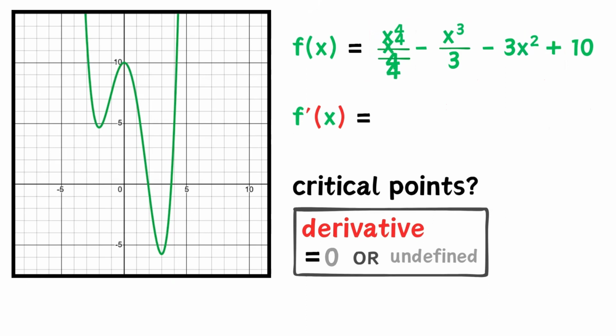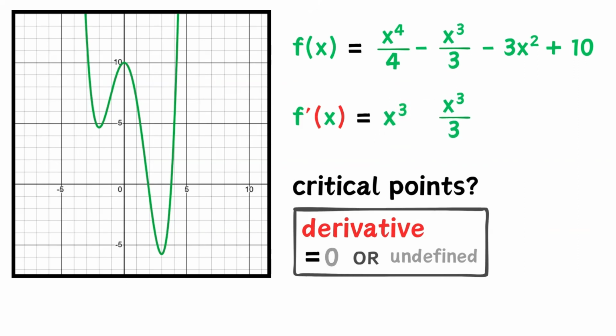To find the derivative of x to the power of 4 over 4, we can take out the 1/4 as a constant. Now, using the power rule for x to the power of 4, we can move down the exponent and then decrease it by 1. 1/4 times 4 equals 1, so that gives us x to the power of 3.